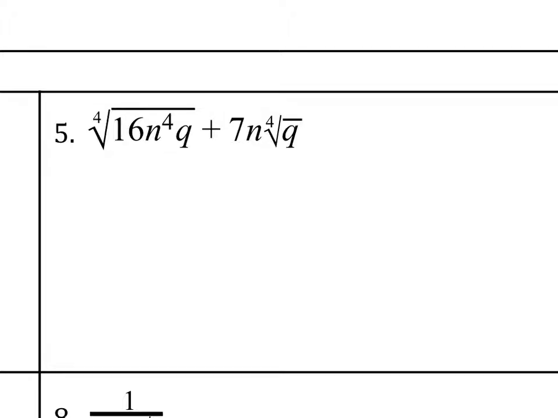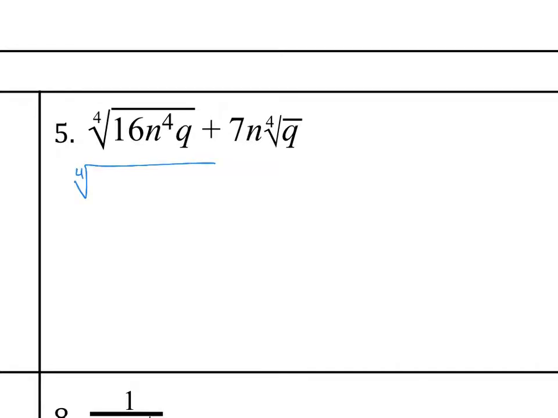So number 5, we need to add them. What we first need to do is simplify first. Looking at this, here it's an index of 4. So 16, I can simplify 16. And then n to the fourth, I need to simplify that as well. So I know I need to work on the left side. Now on the right, I have 7n fourth root of q. There's nothing here I need to simplify. So this is nice. I don't have to do anything to the right, but I do have to do something on the left. So let's work on the left.